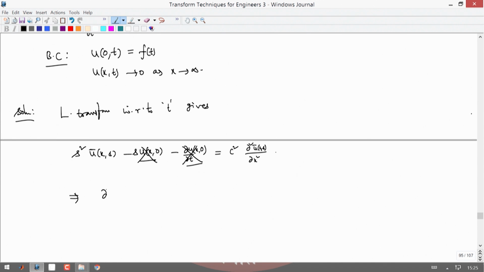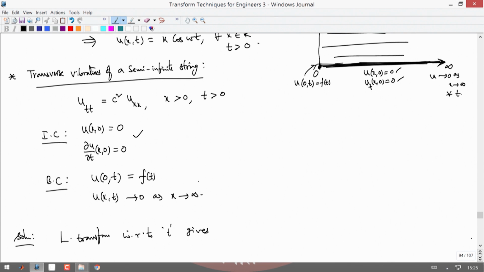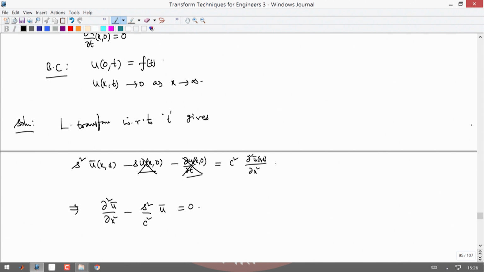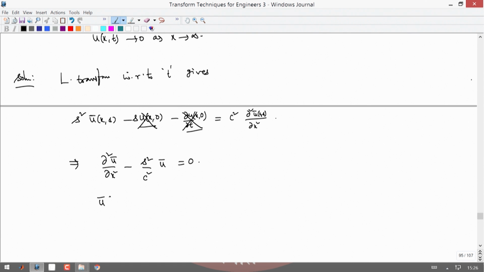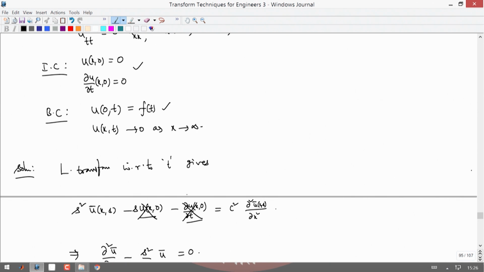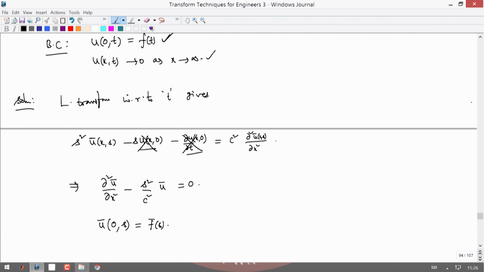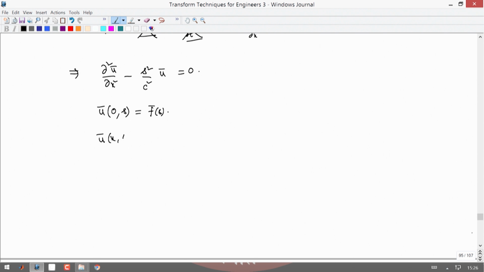So, this implies d squared u bar by dx squared minus s squared by c squared times u bar equals 0. I divide by c squared because c is non-zero, which is the speed of the wave. And the boundary condition gives the Laplace transform u bar of (0, s) equal to f bar of s. And u bar of (x, s) goes to 0 as x goes to infinity. So, this is the problem now.